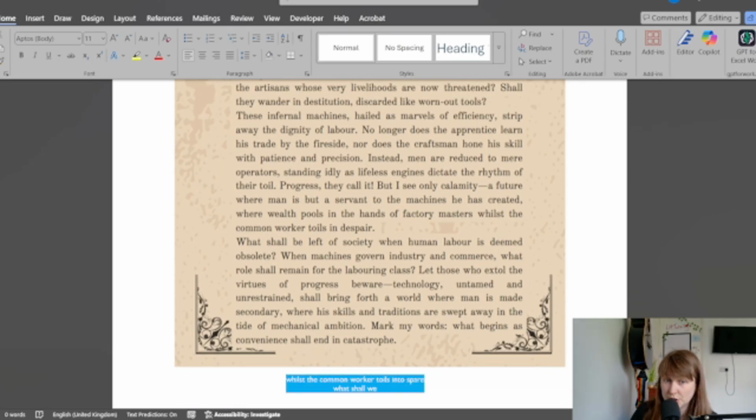What shall be left of society when human labour is deemed obsolete, when machines govern industry and commerce? What role shall remain for the labouring class? Let those who extol the virtues of progress beware.